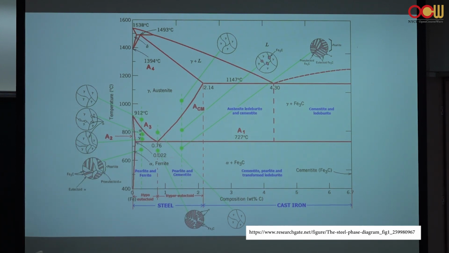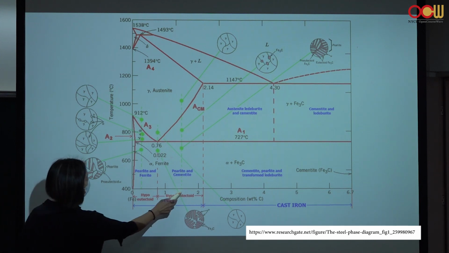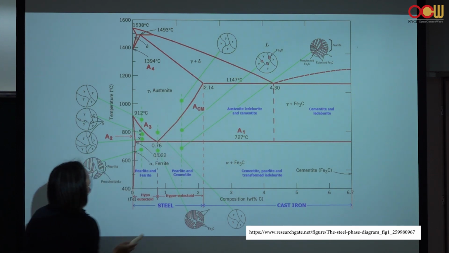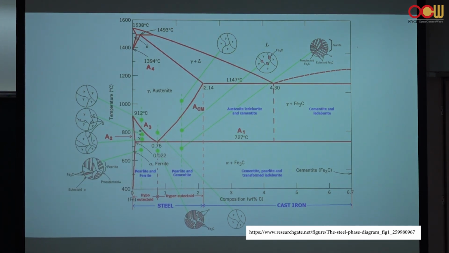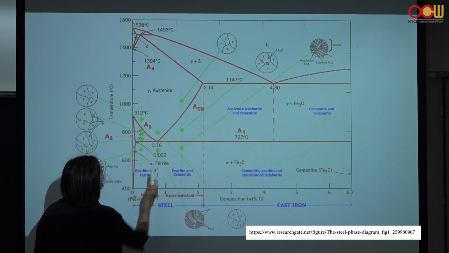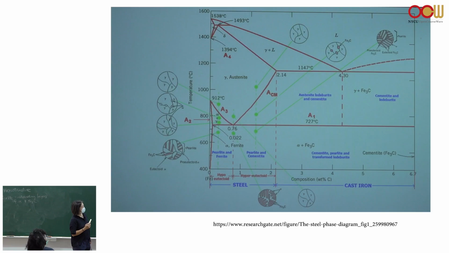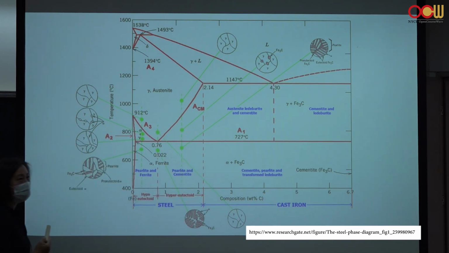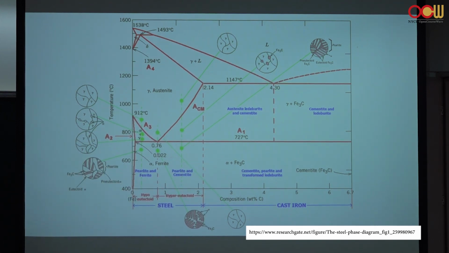Okay, now let's look at something else. Let's look at this green line. Same thing, you're starting at 100% austenite. You look under the microscope, you get grains of austenite. You lower the temperature here, and now instead of ferrite particles growing out of the austenite, you get cementite particles growing out of the austenite. Because in this region, you have austenite and cementite as the stable compounds.